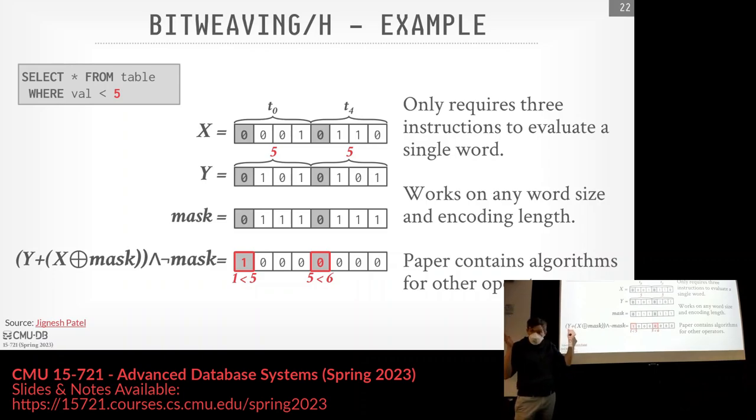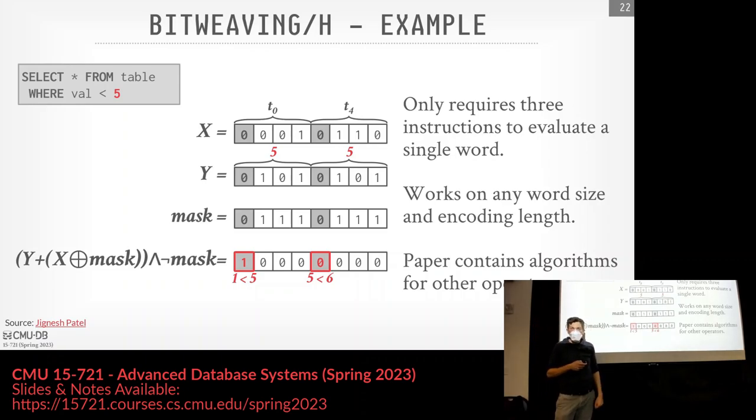SIMD existed theoretically with Flynn's taxonomy, but I don't think any CPU back in the 70s supported it, at least not to the extent they do now. I'm showing you 8-bit words. If you had 64-bit words, you could pack in 16 3-bit values and do the simple arithmetic to compute the comparison very quickly.